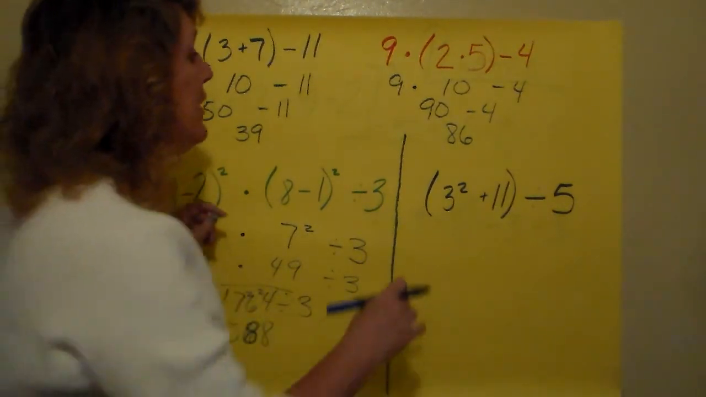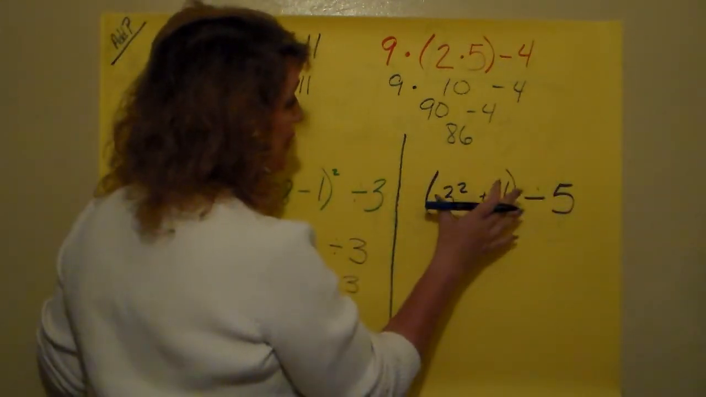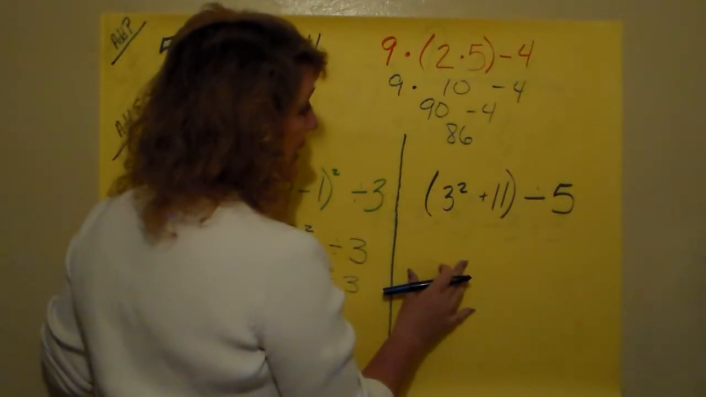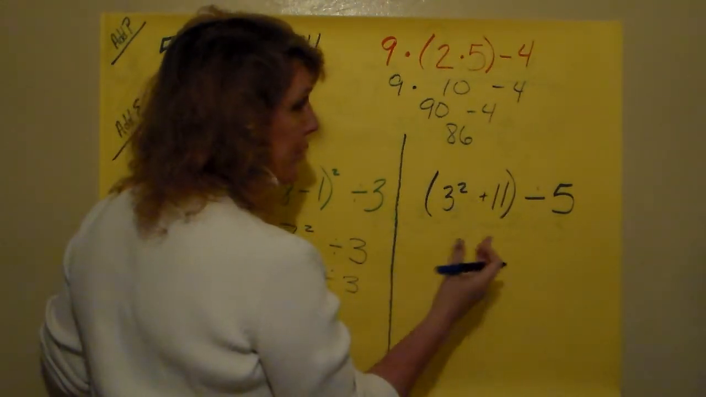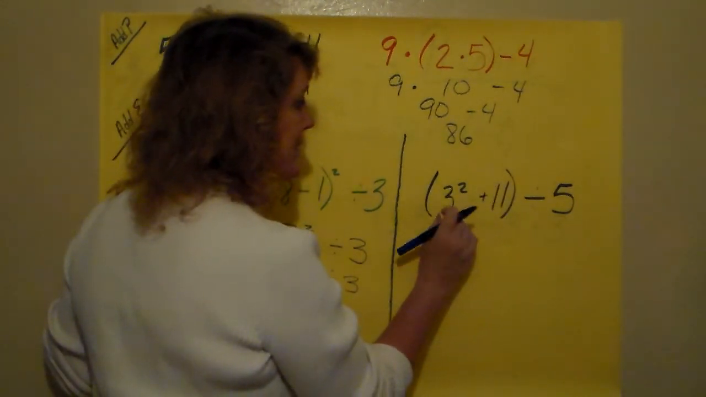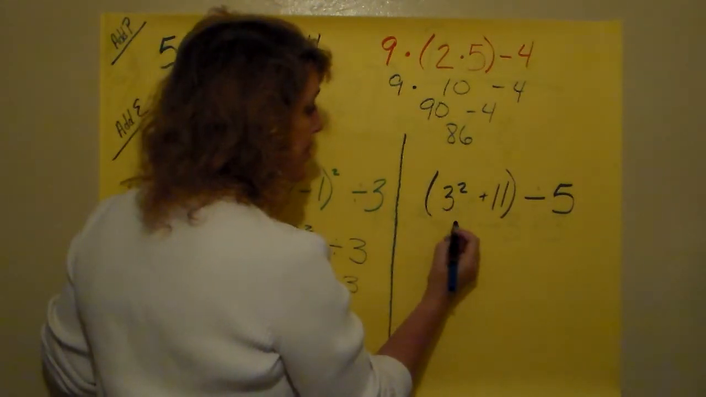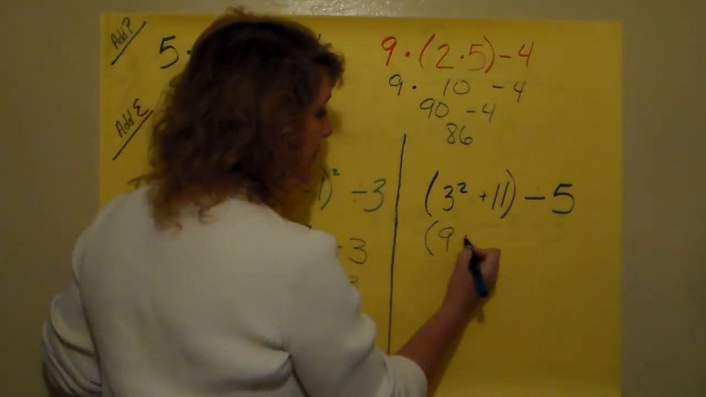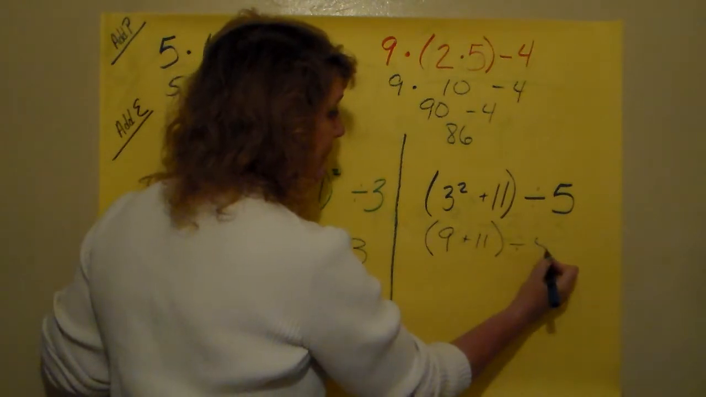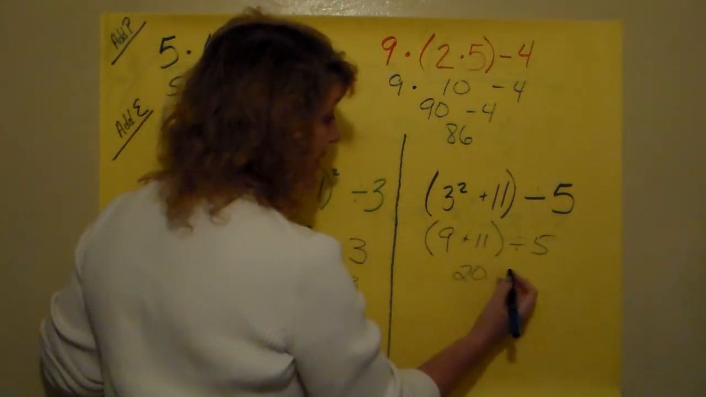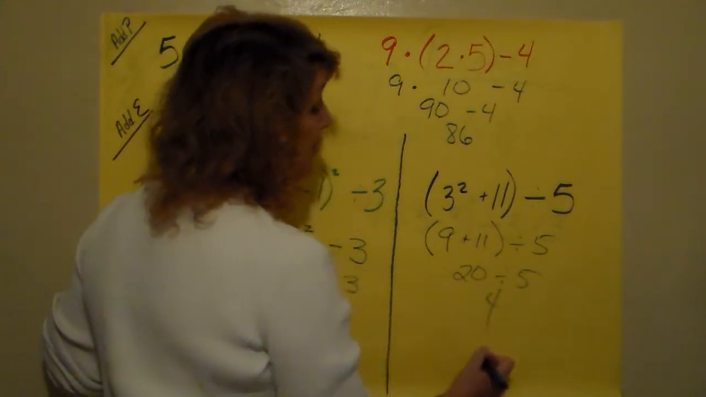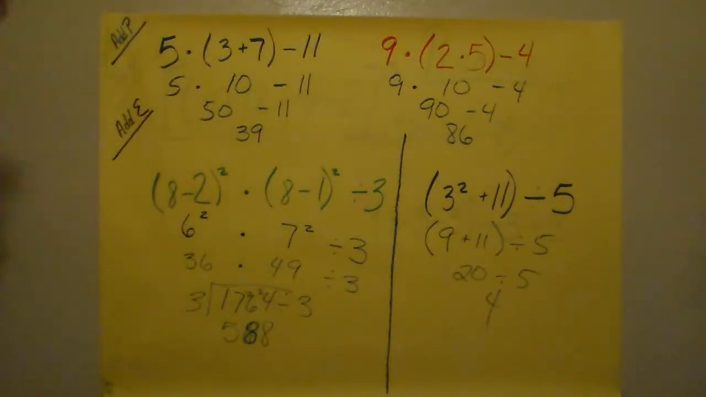All right. Here we go. Parentheses first. Inside the parentheses, I've got to do 3 squared plus 11. What do I do first? Well, inside the parentheses, I've got to do the squared first. So this is really 9 plus 11 divided by 5. Parentheses, I'm not done yet. This is 20 divided by 5. That answer is 4. That's how this should be.